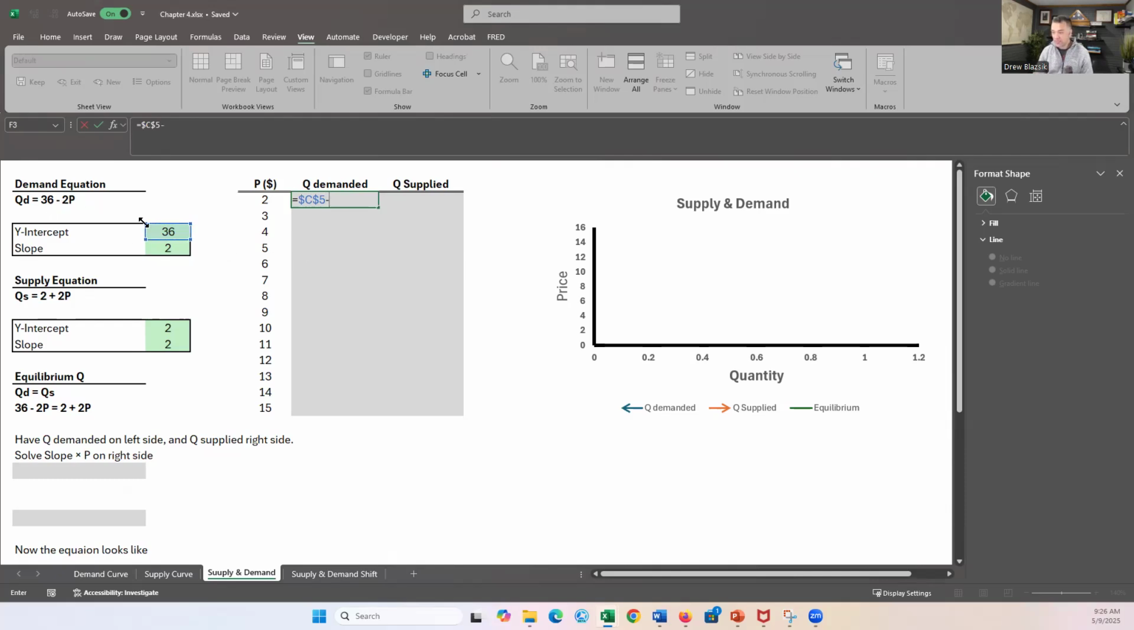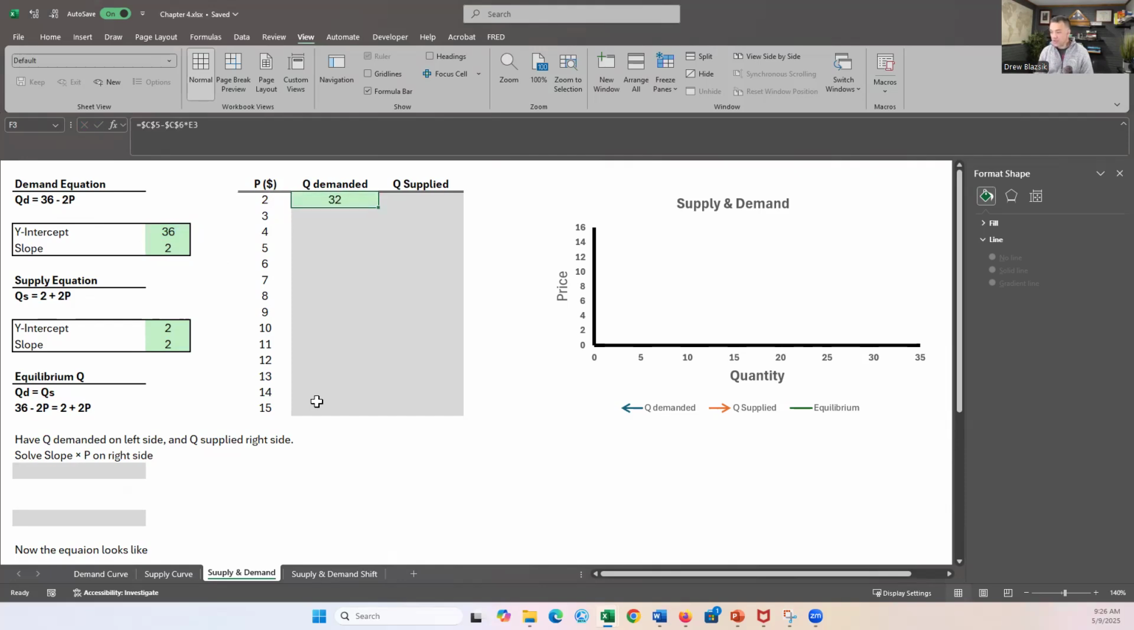Our equation is 36. I select that cell, minus, and now we'll do the slope too. I always want the slope, so I'm going to put dollar signs in front of the slope, and then I'm going to multiply that times the price. I don't want a dollar sign there because when I drag it down, I want each individual price. Now you don't have to do this. You could do it individually for each cell. It might take a little longer, but you could do that.